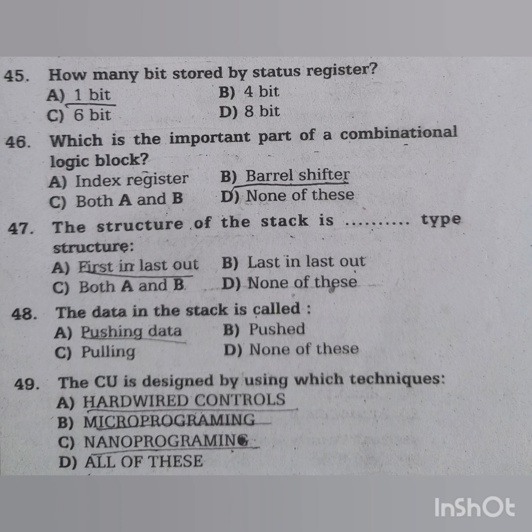Which is the important part of a combinational logic block? Barrel shifter. The structure of the stack is LIFO type structure, last in, first out.